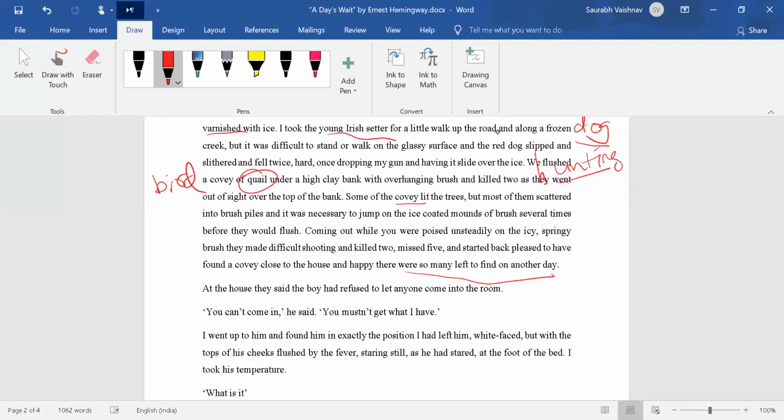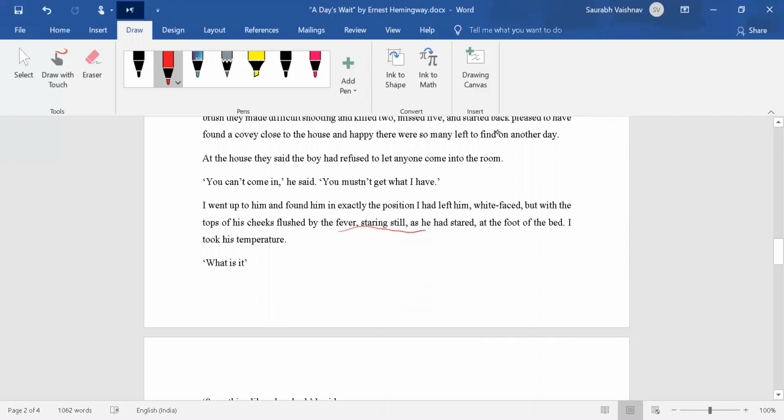At the house, they said the boy had refused to let anyone come into the room. See, when the father returned after hunting, after some time, the boy did not allow anyone to come into the room. You can't come in. He said, you must not get what I have. So he did not allow anyone to come, and he said that you must not get what I have.